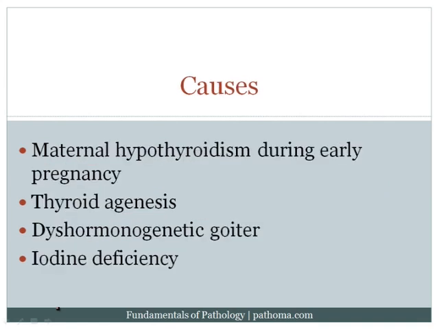Now, the causes would be maternal hypothyroidism during early pregnancy. Of course, the fetus then would not see enough thyroid hormone. Thyroid agenesis, if the infant does not form a thyroid gland, that could result in hypothyroidism during infancy. Dyshormonogenetic goiter, this is when patients have deficiency in the ability to produce thyroid hormone.